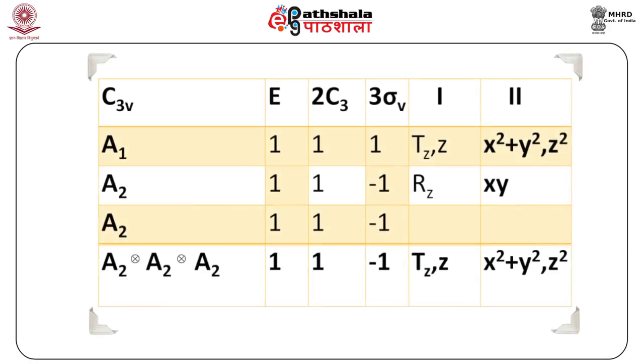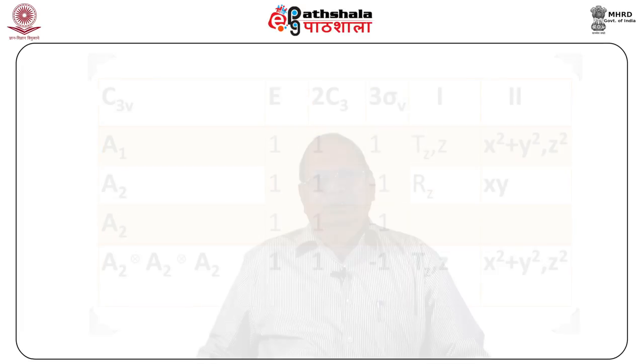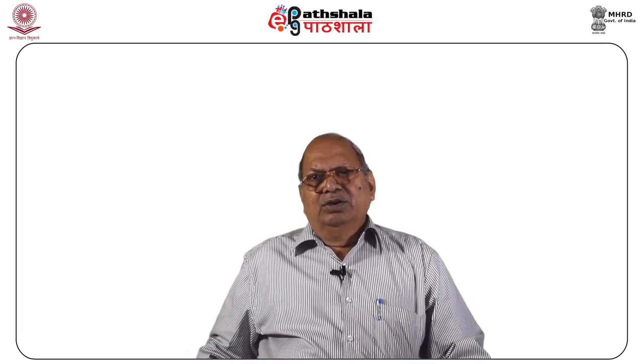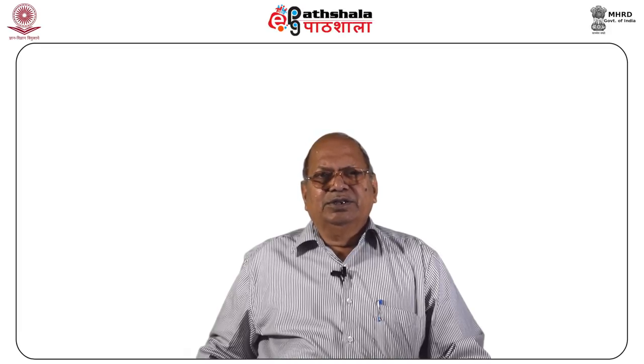Let us now see whether the second overtone of the A2 mode is IR active or not. For this, again, we take the direct product of the type A2 into A2 into A2. That is, we just combine A2 into A2 and A2. The result is shown in the table, last row: it is 1, 1, minus 1. That is, the A2 into A2 into A2 direct product gives the character for E equal to 1, C3 equal to 1, and sigma V equal to minus 1. These are the characters for the A2 mode. That is, this direct product does not contain the totally symmetric representation in it. So it is inactive. Thus, the second overtone of the A2 mode is IR inactive.